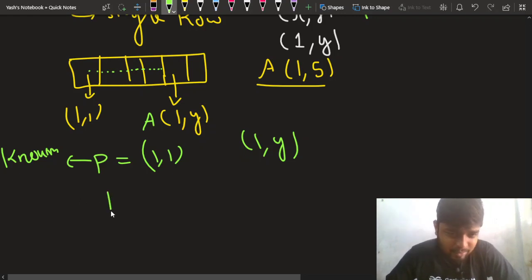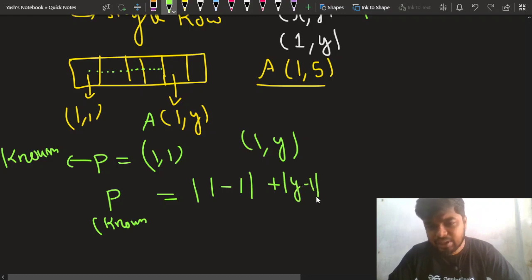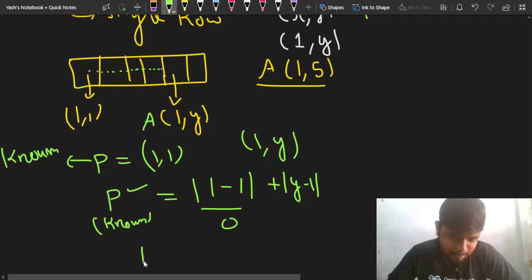So the value of p is already known to you. What will you do? You will try to calculate the distance. How do you calculate this distance? This will be nothing but mod of 1 minus 1 plus mod of y minus 1, right? Since this is only one row, the first term comes out to be 0. So this will be p, which is known to you, equal to mod of y minus 1, right?